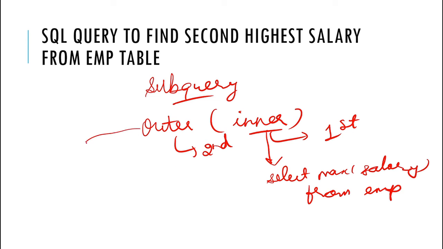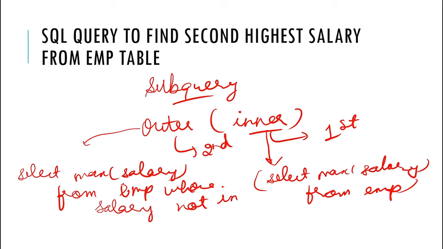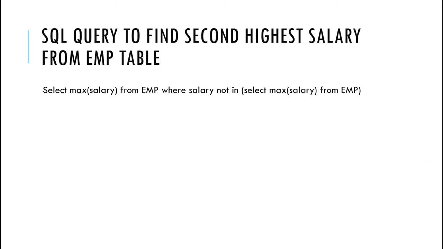And for the outer query, what will I write? Select max salary from employee where salary not in (select max salary from employee). So this is the query for this. I will explain it by taking one example. So this is correct.